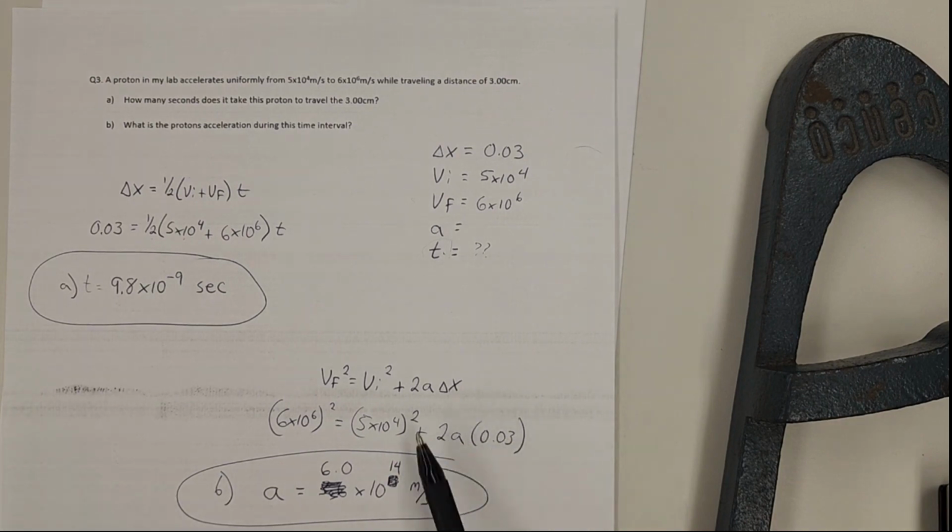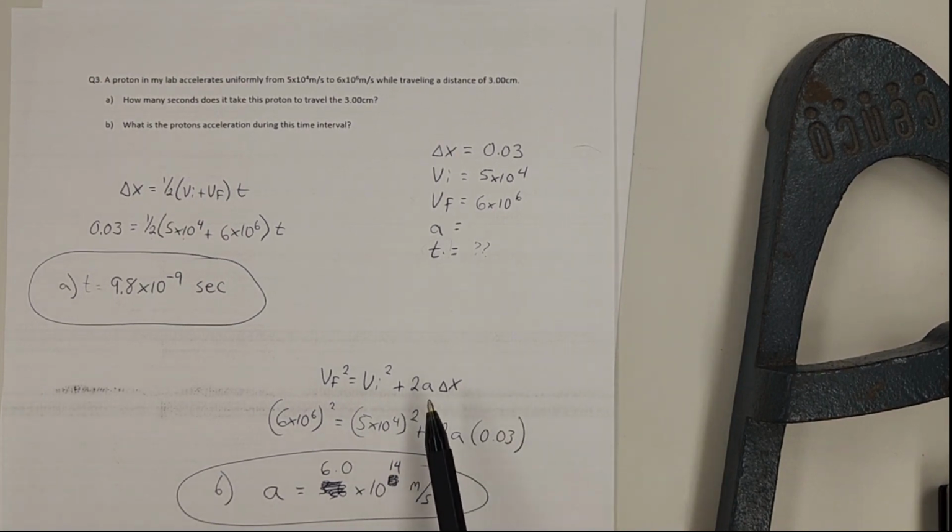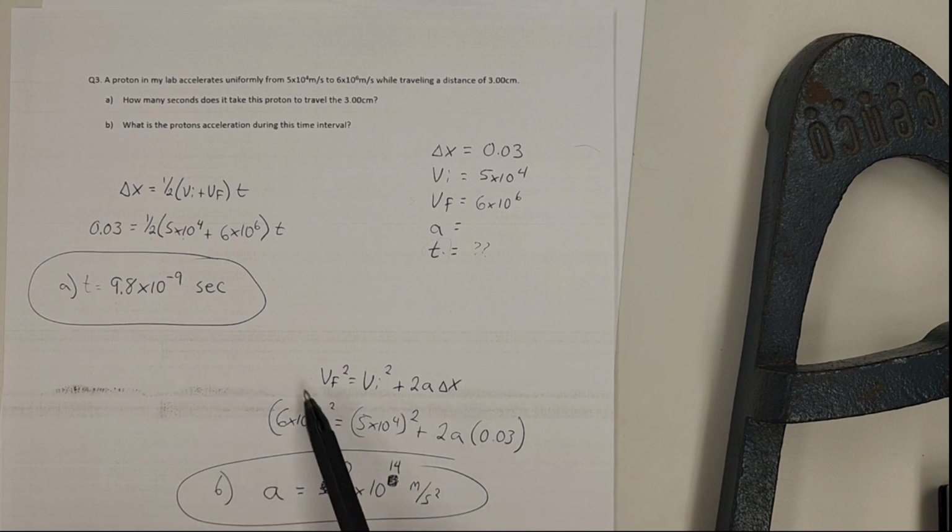This one can get a little weird to put in because you're going to have a lot of parentheses if you put this into your calculator. So what I would do first is I have this addition going on, and I want to get rid of that. So I would subtract this value to the other side. So I'd have 6 times 10 to the 6th squared minus 5 times 10 to the 4th squared on this side, and that'll give you a number. Then we have 2 times a times the 0.03. Well, 2 times this is going to be 0.06. So then I would divide both sides by 0.06. That will leave a all by itself.